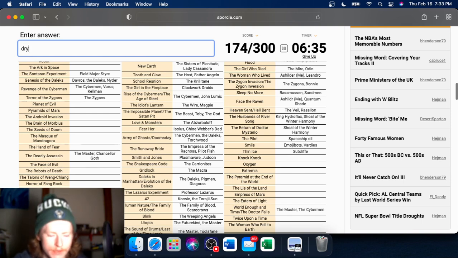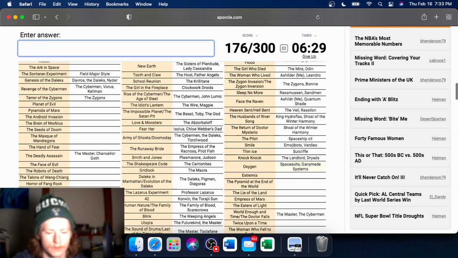Knock Knock are the Dryads. Oxygen. The space suits. Ganymede Systems. Extremis are the monks. With an X, like wrestling in the 90s. Empress of Mars. Ice War. Didn't I already answer Ice Warriors? Eaters of Light. The Eaters of Light.